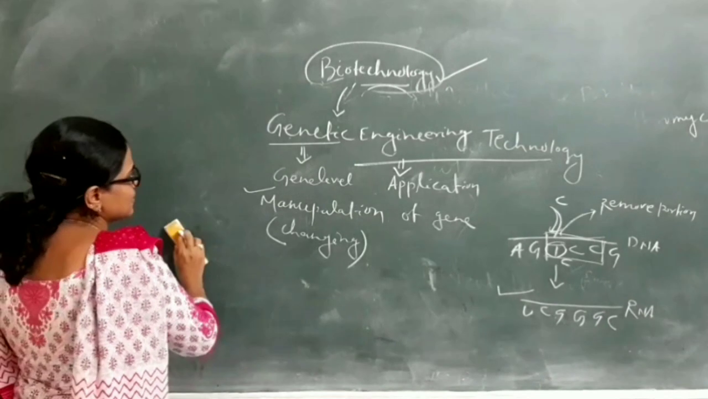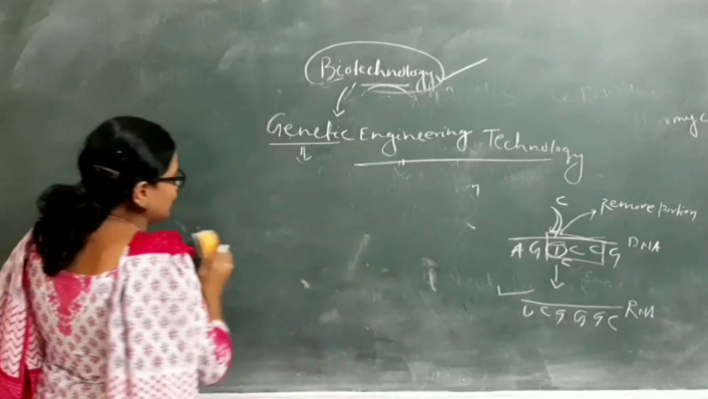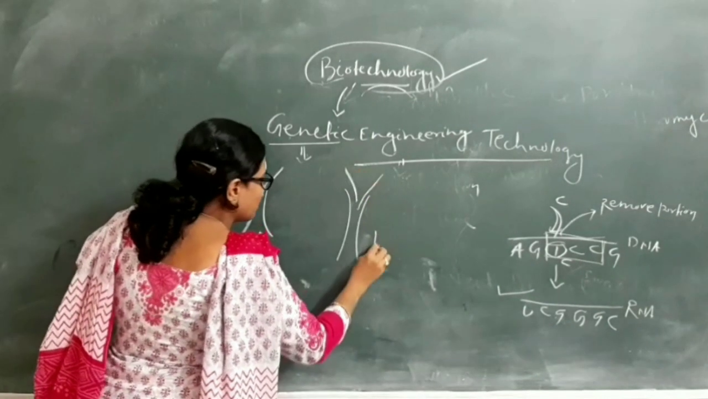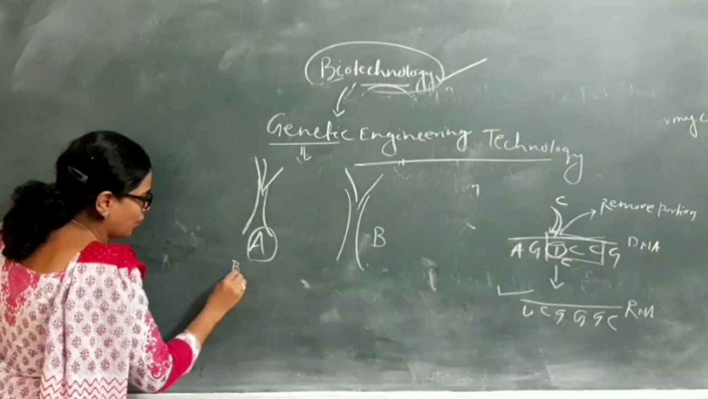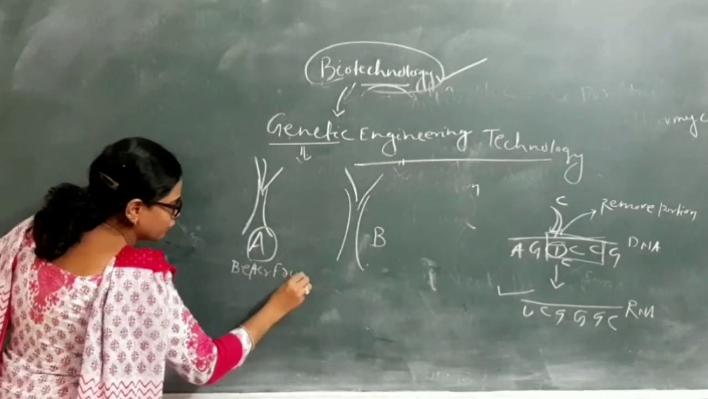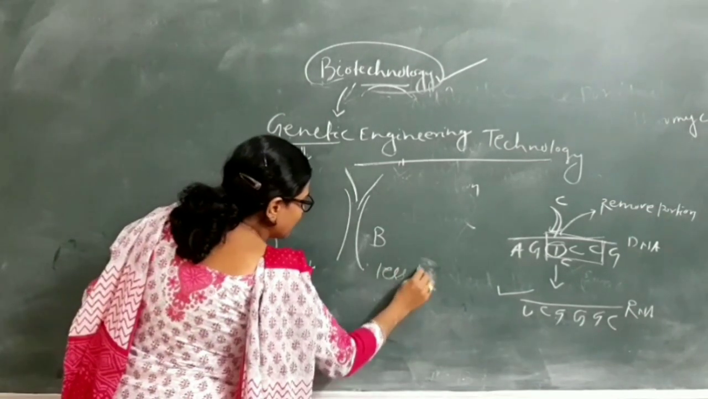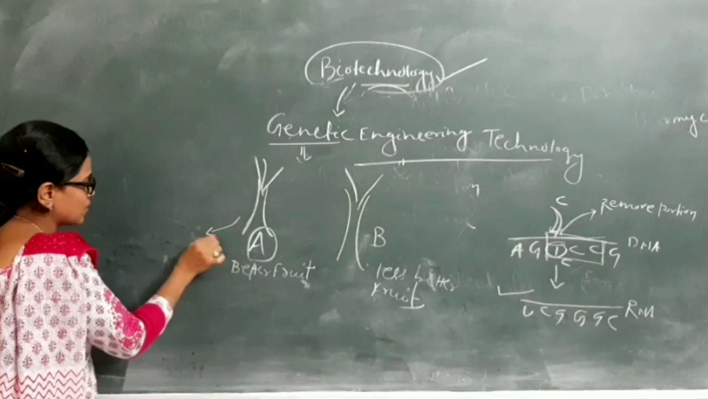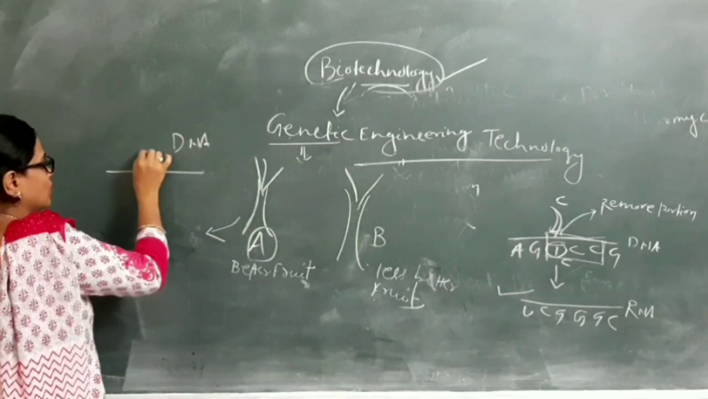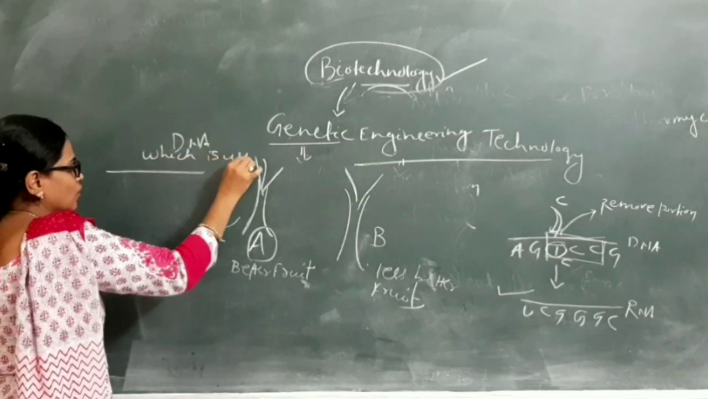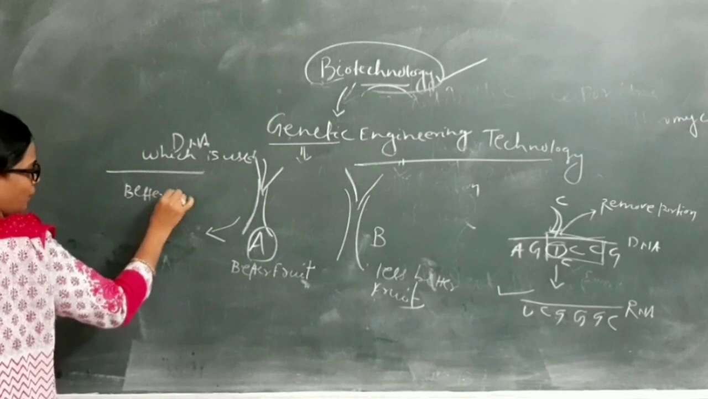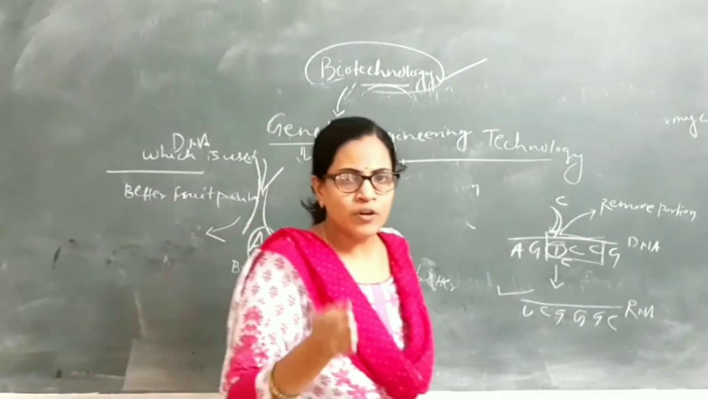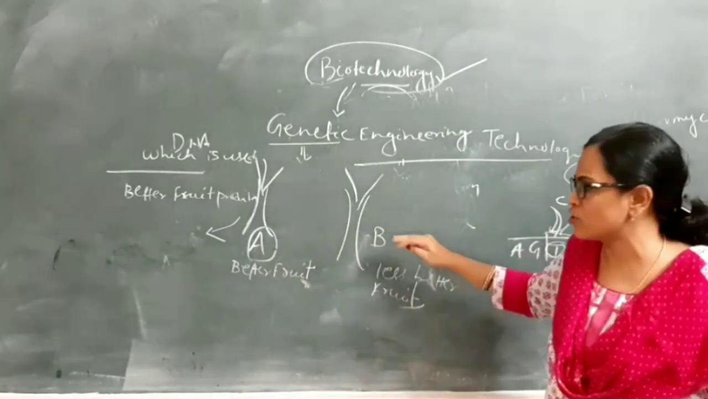In this genetic engineering technology, for example, if there are two plants, this is plant A and this is plant B. If plant A produces better fruit as compared to the less good fruit of plant B, first we study the DNA which is responsible for better fruit production. We take the two plants: A is for better production of fruit and B is less good as compared to A.